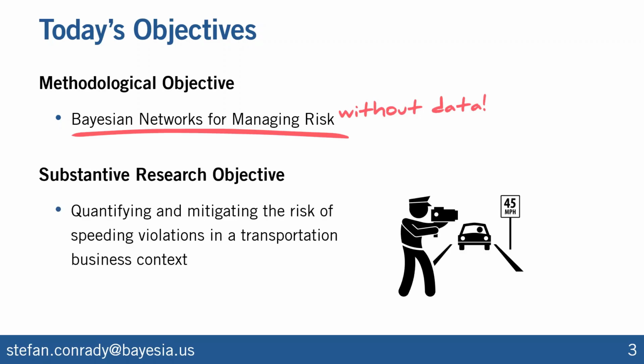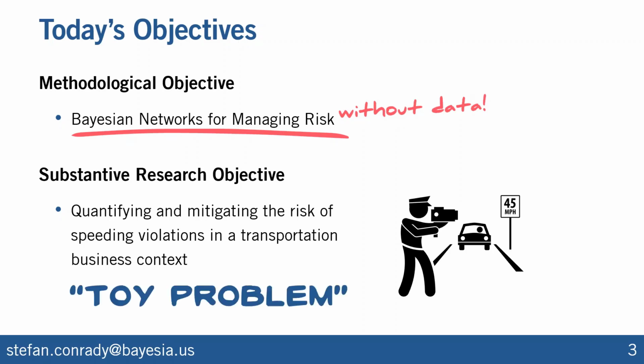In terms of the substantive research objective, we will look at quantifying and mitigating the risk of speeding violations in a transport business context. So we're talking about perhaps a trucking company or a delivery service. But bear in mind, this is a kind of toy problem. We have highly simplified the problem domain, and in an almost playful way, we will try to capture the essentials of this problem and model them.